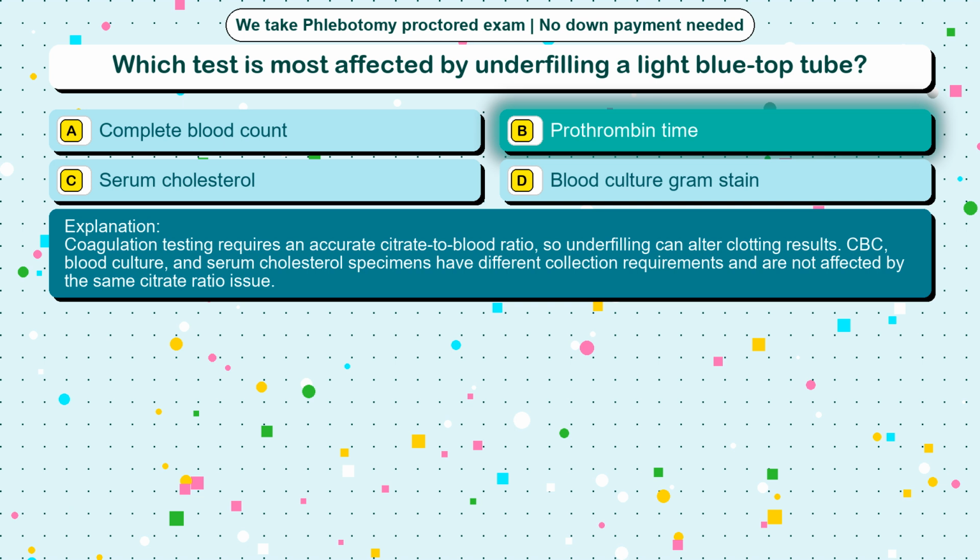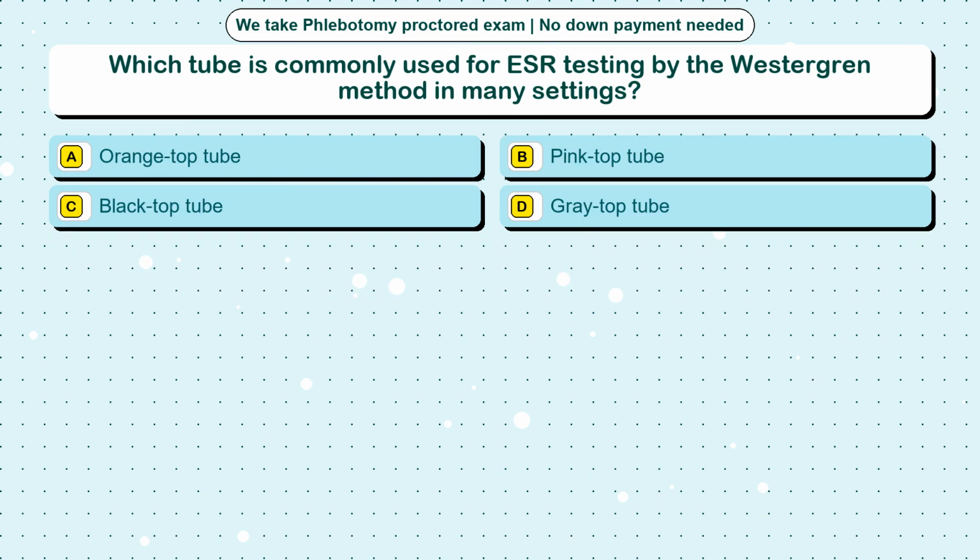CBC, blood culture, and serum cholesterol specimens have different collection requirements and are not affected by the same citrate ratio issue. Question 73. Which tube is commonly used for ESR testing by the Westergren method in many settings?